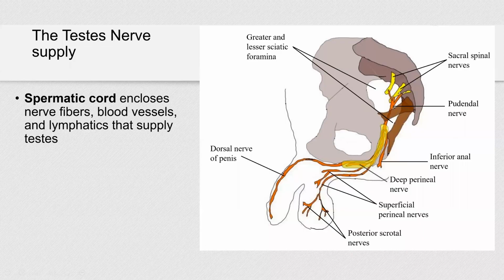Nerve supply, kind of complicated nerve supply, but what we want to remember over here is that the major nerve that supplies penis and testis is pudendal nerve, and it arises from sacral plexus. So we have lumbar plexus a little bit superior. So this is the most inferior nerve plexus, sacral plexus, that gives you sacral spinal nerves, right? And pudendal nerve then divides into several branches, like dorsal nerve of penis, over here we have scrotal nerves and so on. So we want to remember that the nerve supply is pudendal nerve. And here's spermatic cord that encloses nerve fibers, blood vessels, lymphatics that supply testis.